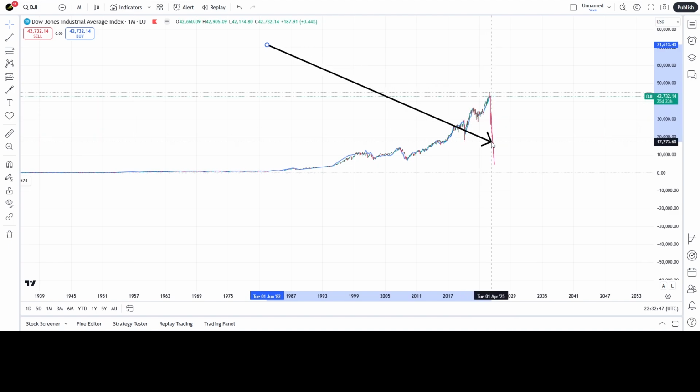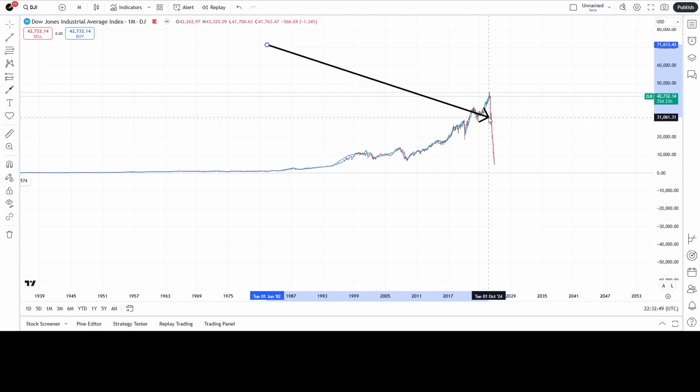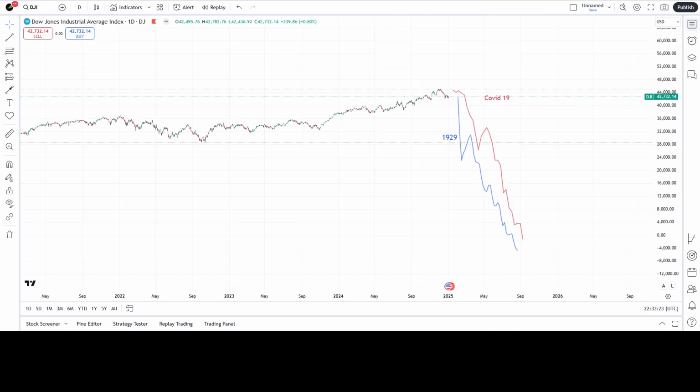I want to compare this decline with the C19 crash that we just looked at earlier. So if we were to take those two different crashing patterns, crashing fractals, and place them side by side, the blue is the 1929 crash. The red is the C19 crash. You can see that they're essentially the same crash. So what we have coming down the pike, folks, very soon is potentially going to be very big.